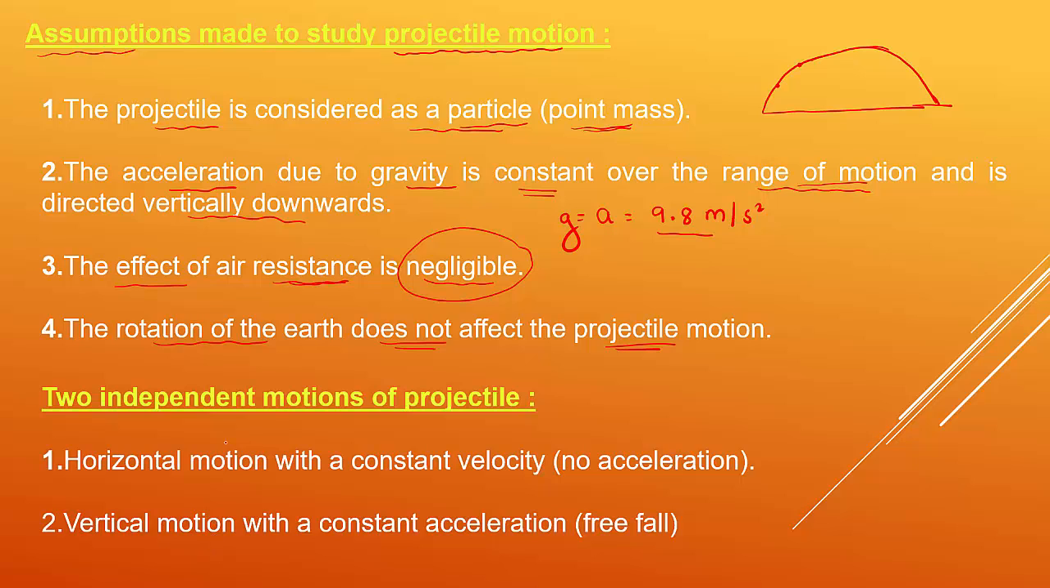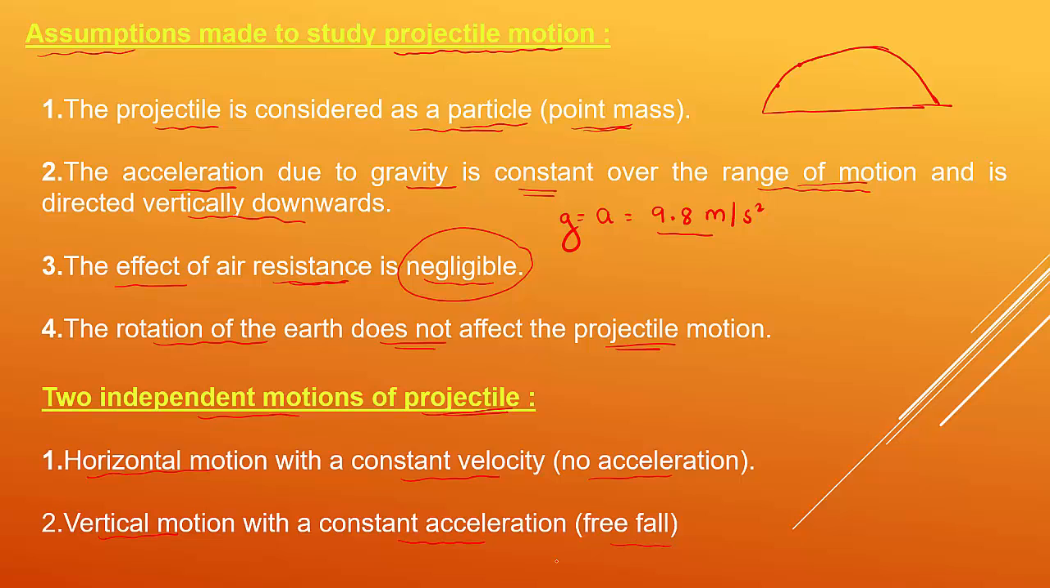Then next point, two independent motions of the projectile. Which are the two independent motions of the projectile? The first one is horizontal motion, the second one is vertical motion. The first one, horizontal motion, moves along the horizontal path with constant velocity. Constant velocity means it does not have any acceleration, because acceleration is the rate of change of velocity. Here the velocity is constant, so there is no acceleration. Acceleration means the velocity is always changing with respect to time. Here the velocity is constant and it is an independent motion. Then the second one, vertical motion with constant acceleration, for example, free fall.